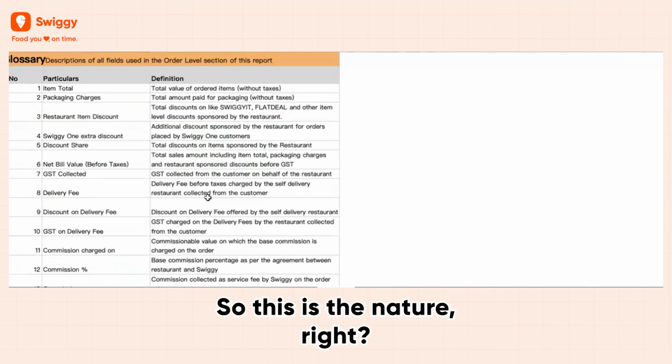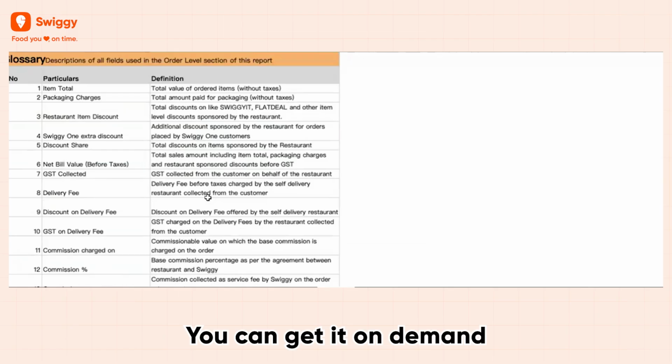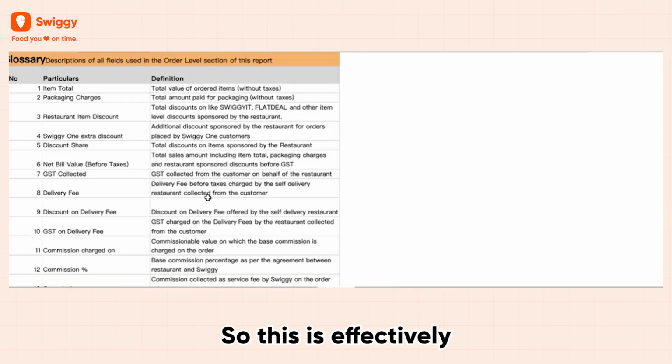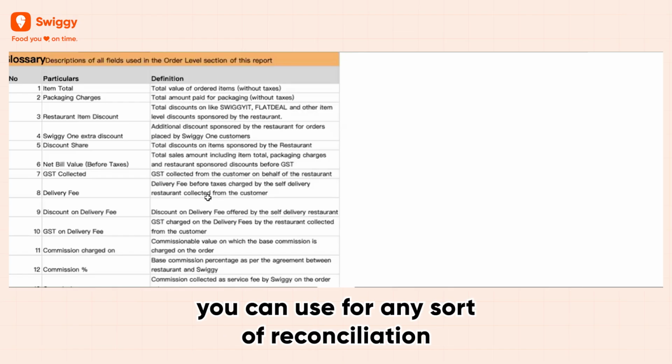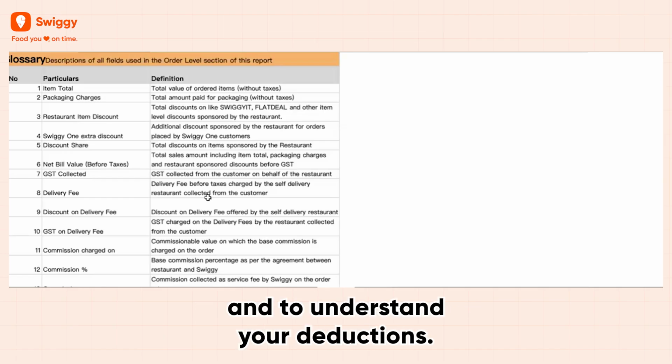So this is the annexure. This is a weekly report. You get this every week on your email. You can get it on demand on the application. There's an option to download the report for past payouts. So this is effectively the report that you can use for any sort of reconciliation that you have to do, to understand your calculation and to understand your deductions.